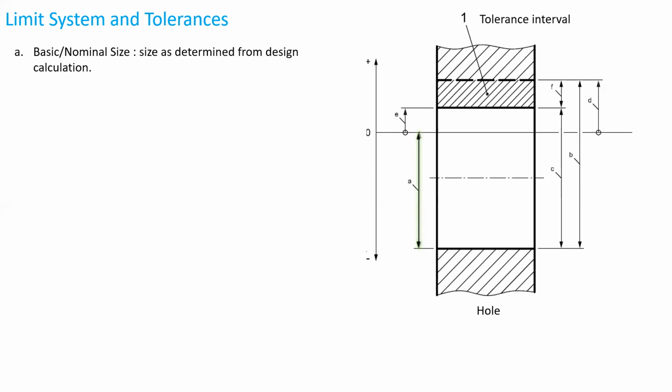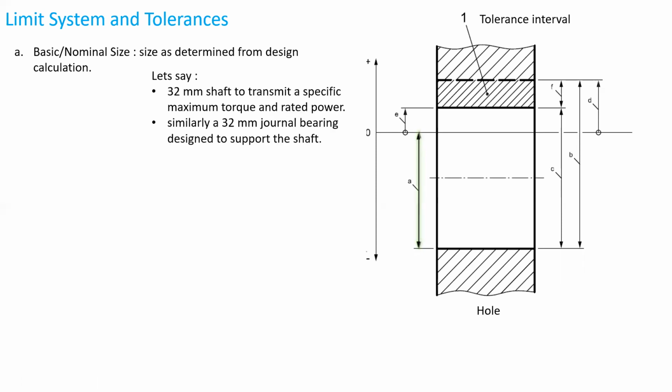Basic size. Basic size is the size as determined from design calculation. Let's say we design a 32 mm shaft to transmit a specific maximum torque and rated power. So 32 mm here will be the basic or nominal size. Similarly, a 32 mm journal bearing will be designed to support the 32 mm shaft. For this journal bearing, 32 mm will be the design size.